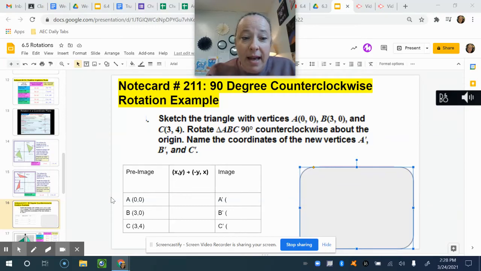Okay, so I have my pre-image points that I got from my word problem. I wrote them right here. And then here's my algebraic rule that I'm going to have to know. Okay, I know you get to use your note cards right now, but this is something that you're going to need to memorize and know.